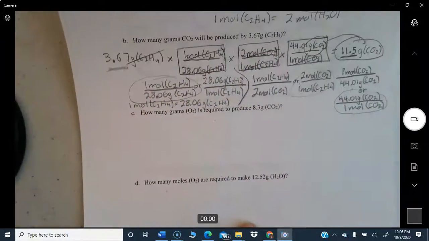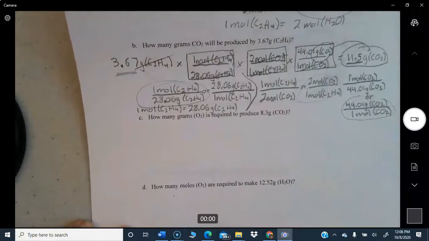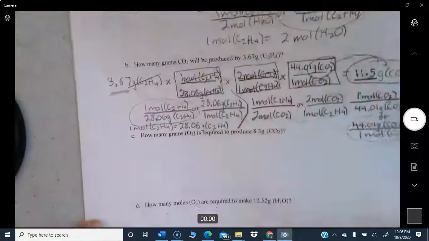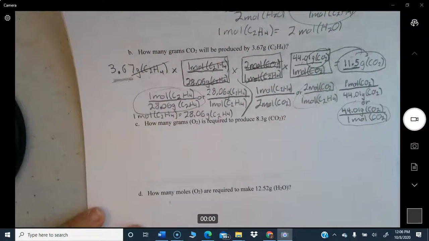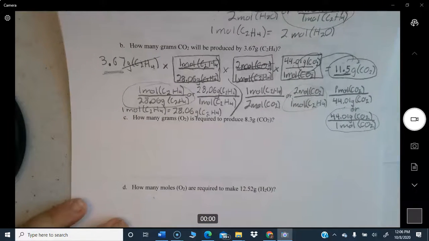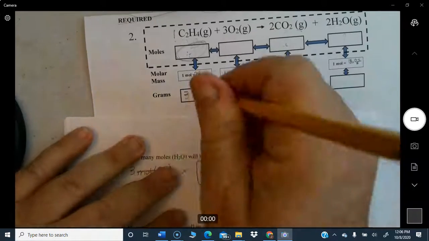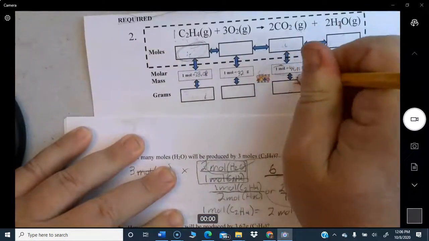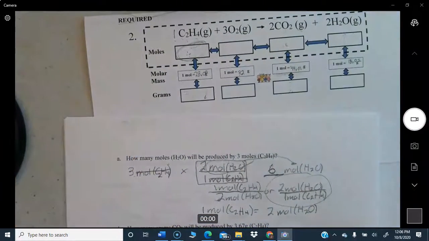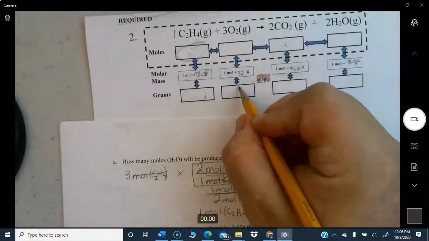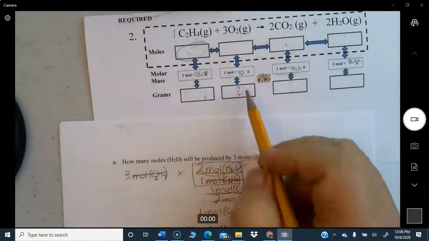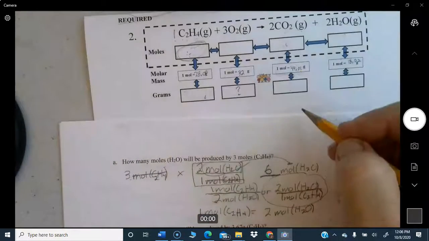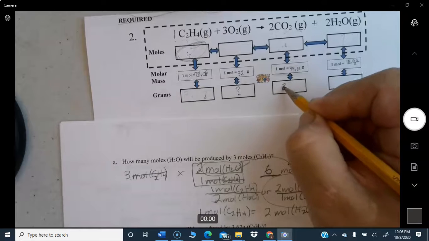All right, how many grams of O2 is required to produce 8.3 grams of CO2? So it's grams to grams. That's going to be another 3 conversion problem. So grams of O2, that's down here, and 8.3 grams of CO2. So 8.3 is over here.